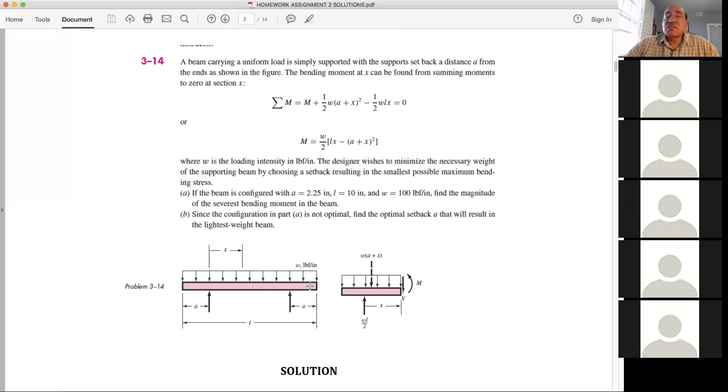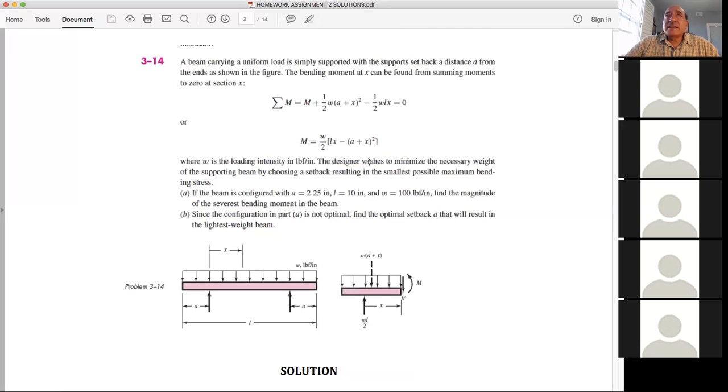To find the moment distribution, if we cut at a generic point X, we can show from the moment balance that the moment is dependent on two things: X, which is very natural, but also the distance A of the supports from the free ends of the beam. So it has two parameters. One is X, and one is if you change the support.